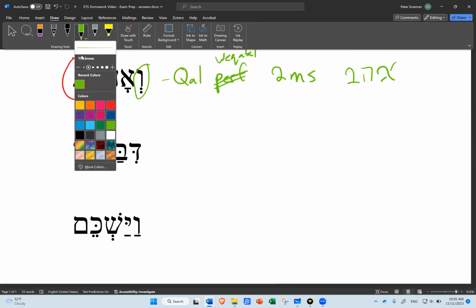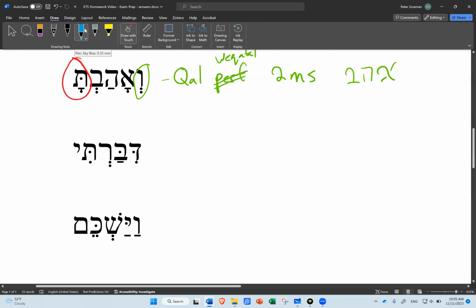All right, now I didn't like green as much as I thought I was going to. So we're going to do blue. Let's try blue and see what happens. Okay, so now same thing. Looking at dibbarti, I recognize right away the t, and then we basically have the root. So we are dealing with a perfect here because there's no v at the beginning, so we can for sure just mark that. So perfect, and it's going to be 1cs, that's the t ending.